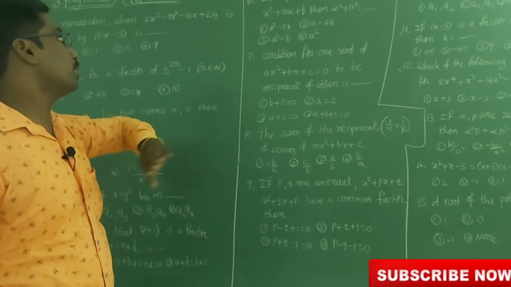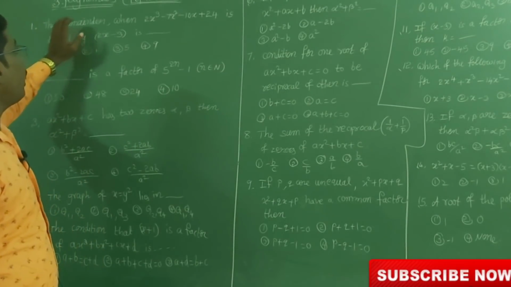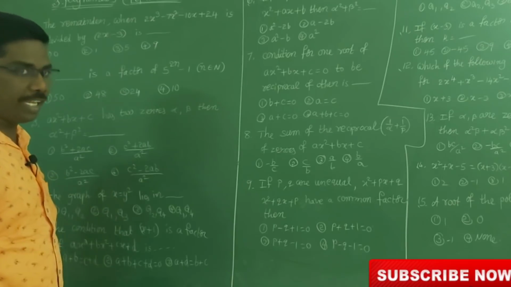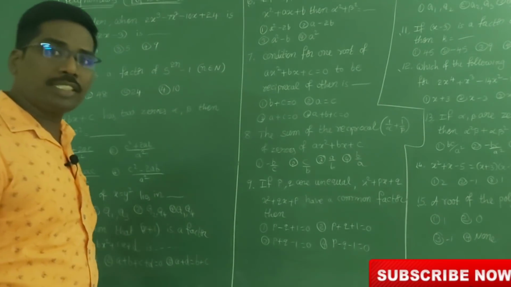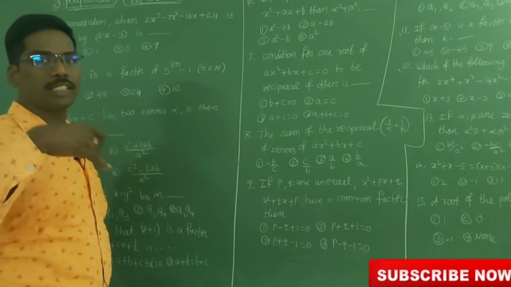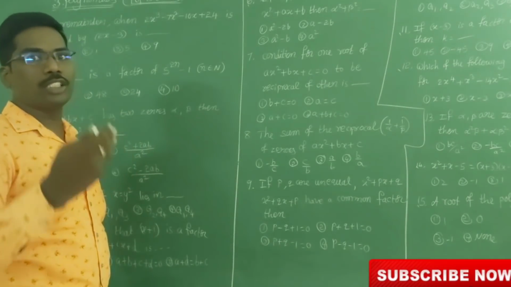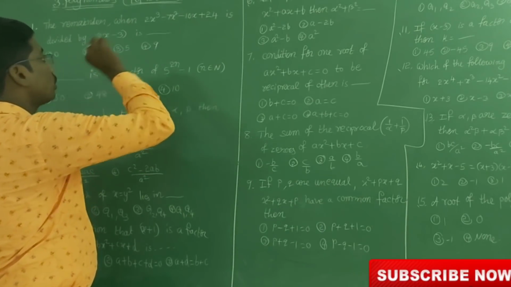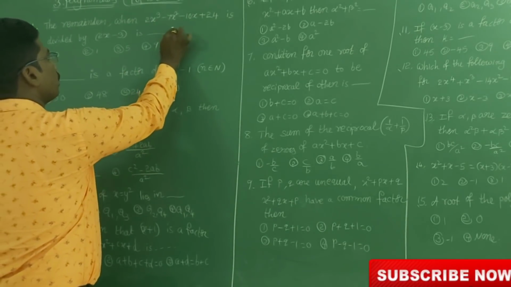Polynomials top 15 models. The remainder when this is divided by 2x minus 3: 2x minus 3 is a divisor, which means 2x minus 3 is equal to 0, and 2x is equal to 3, so x is equal to 3 by 2. Now we substitute here.